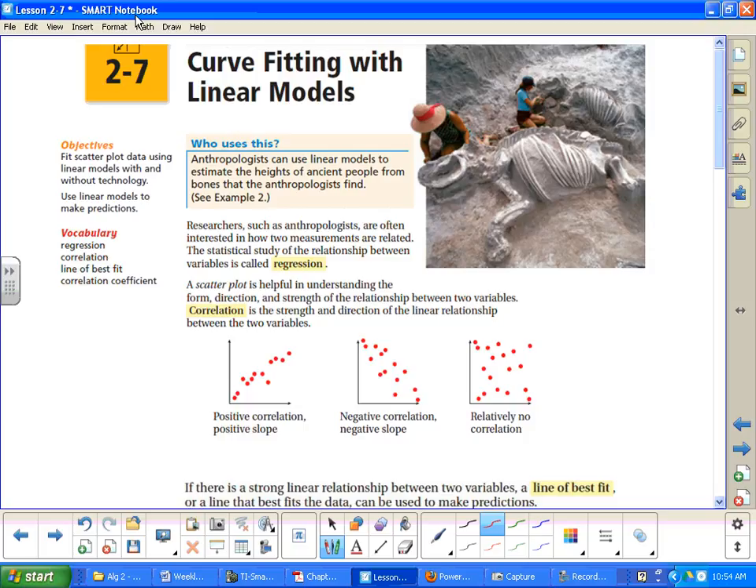So we can find regression by estimation, by using a couple of points that we have, or we can use Ruth's favorite tool and find a really good fitting line with our technology. Okay.